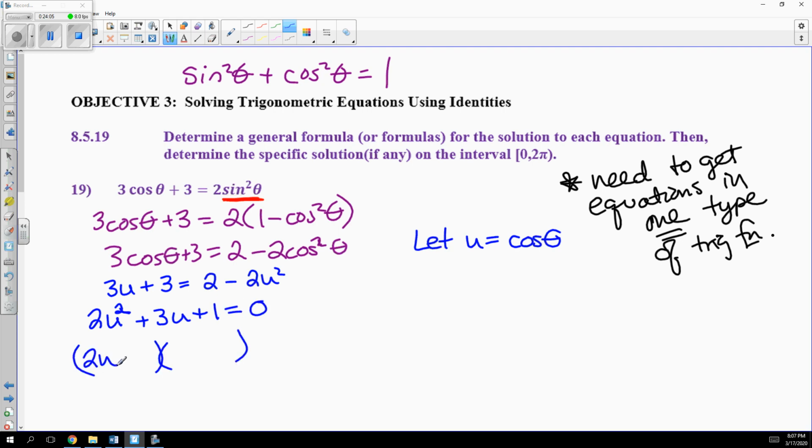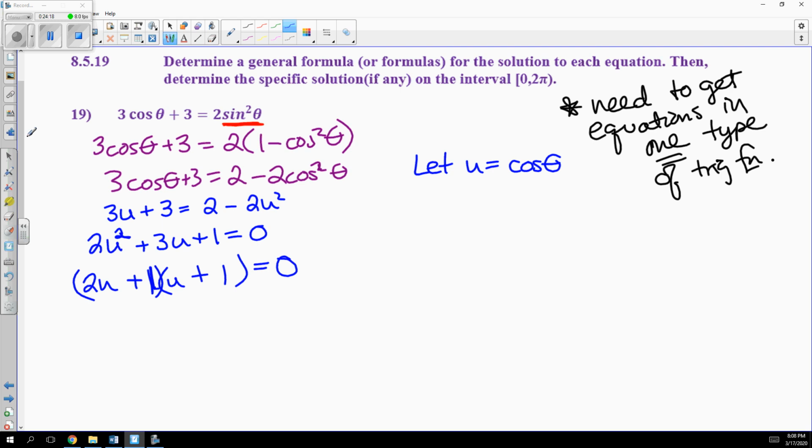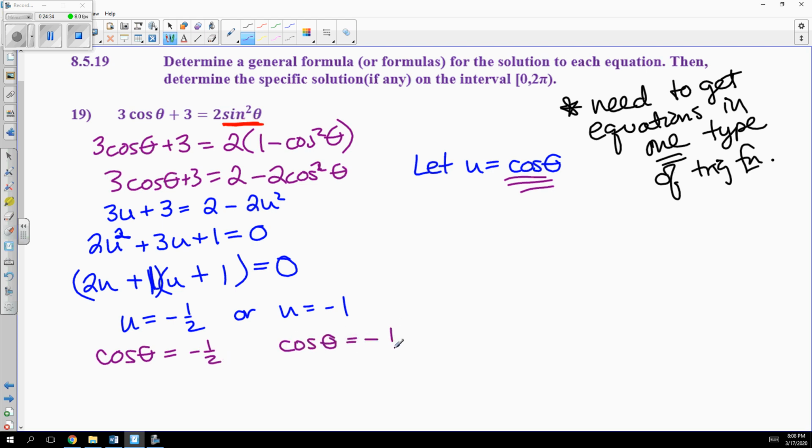Factor: 2u, 1, 1, 1. Okay, and then you need both a plus and a plus. You're going to have to check your factoring. I know some of you have forgotten factoring, so go back, do a little review. If you need some help with that, you can just let me know, or you can use the quadratic formula and get it that way. So then I'm going to get u equals -1/2 or u equals -1. Go back and don't forget that this was equal to cosine theta. So cosine theta equals -1/2 or cosine theta equals -1.